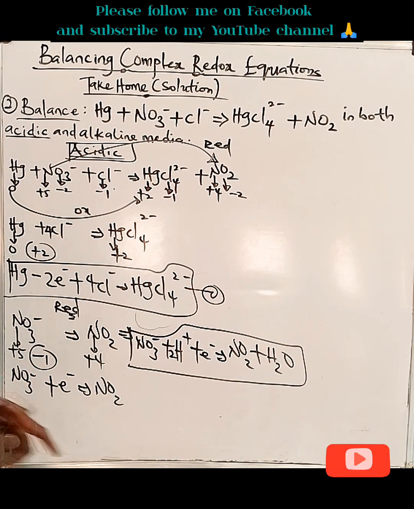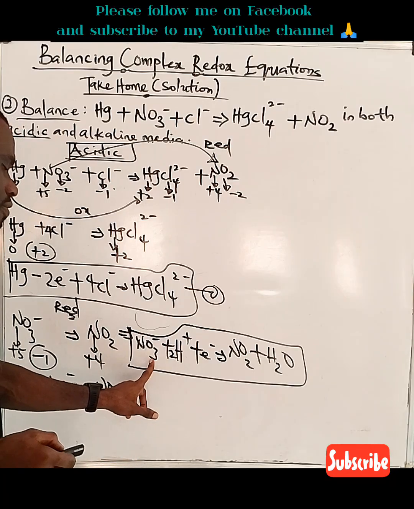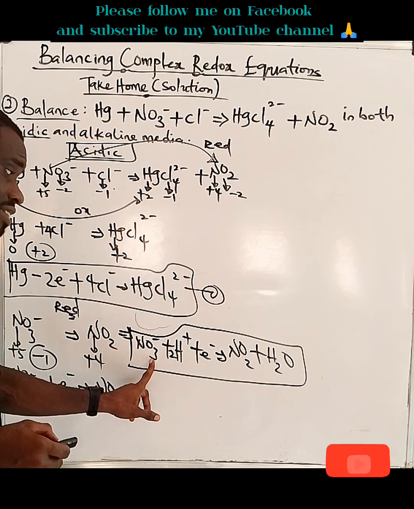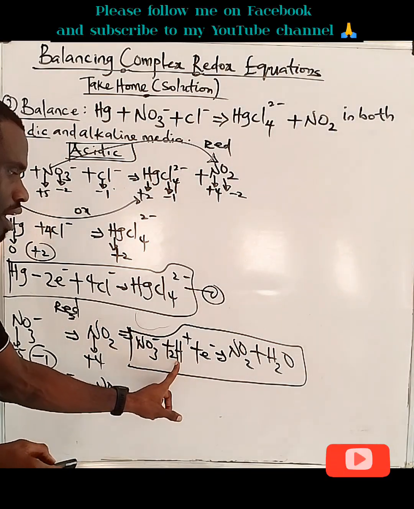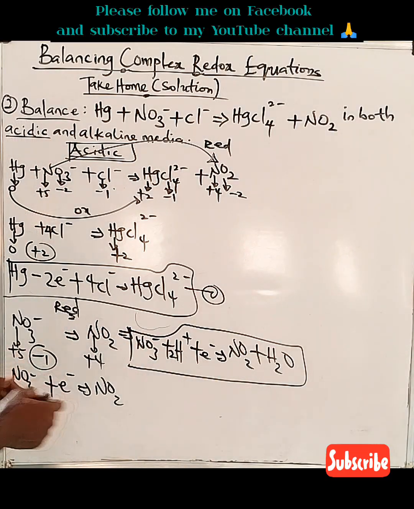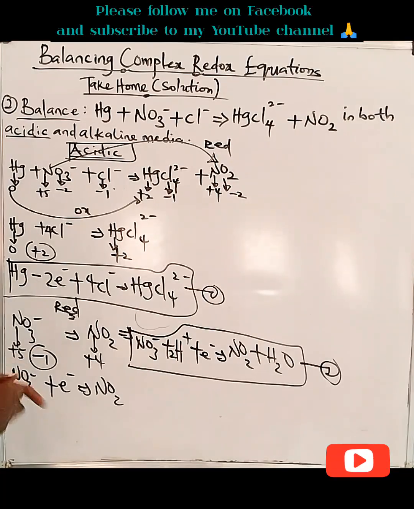So what do we have here? We have everything well balanced. So nitrogen, 1 atom, that's nice. 3 atoms of oxygen on the reactant end. 3 atoms also of oxygen on the product end. Now hydrogen here 2 atoms, hydrogen here 2 atoms. So we are done with the reduction. So this is equation 2, oxidation, equation 1.